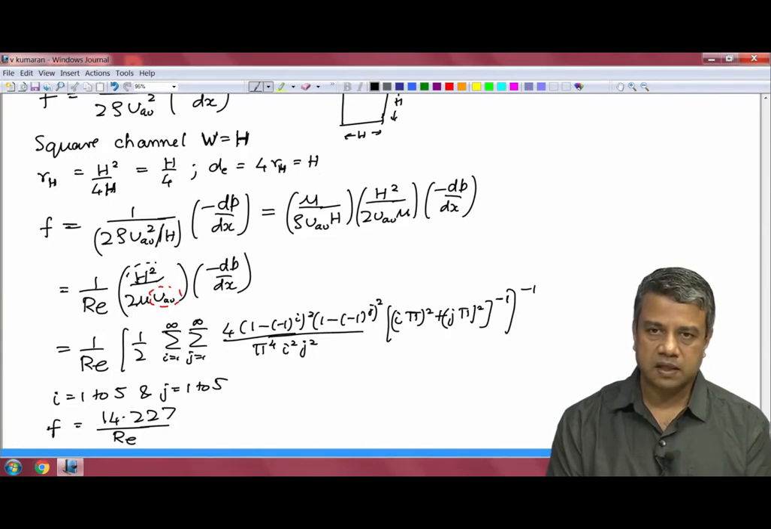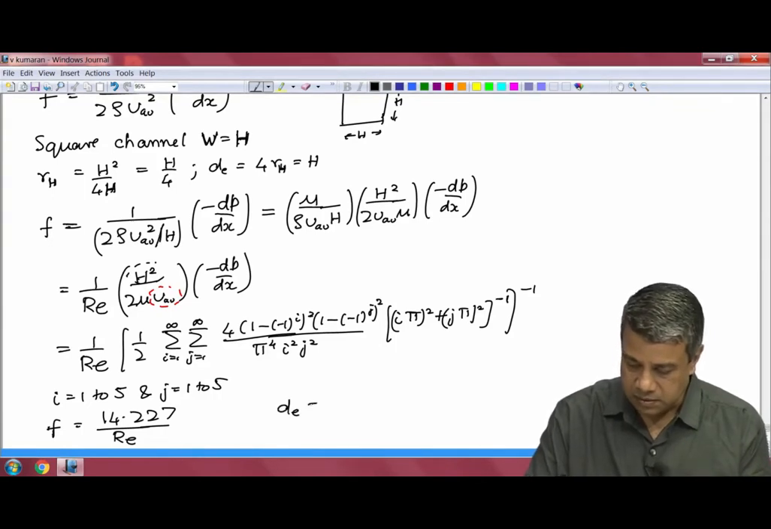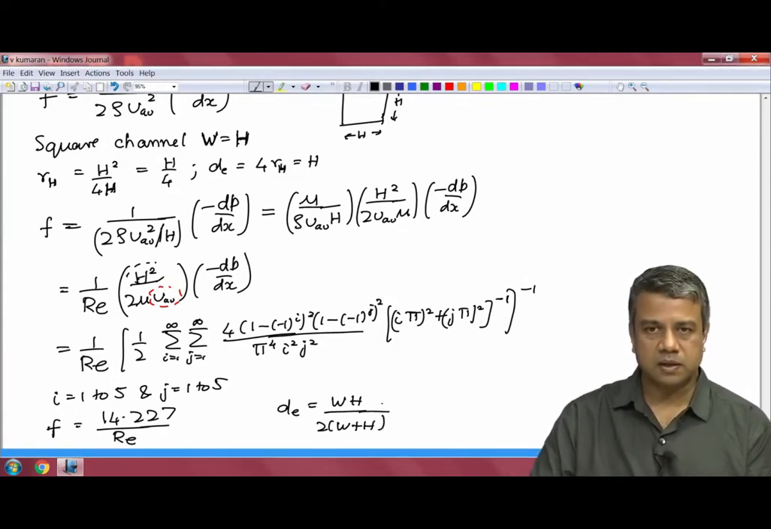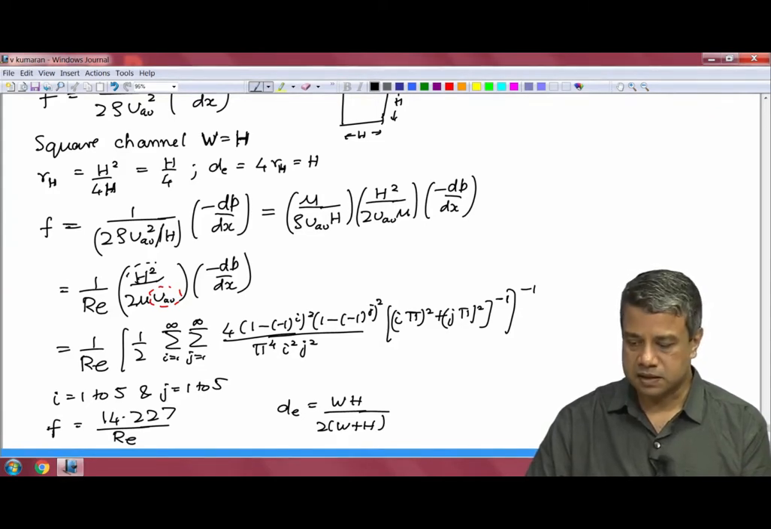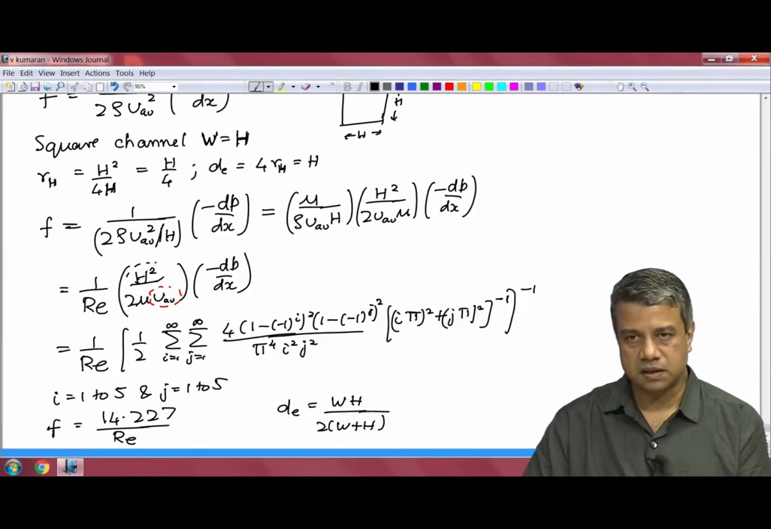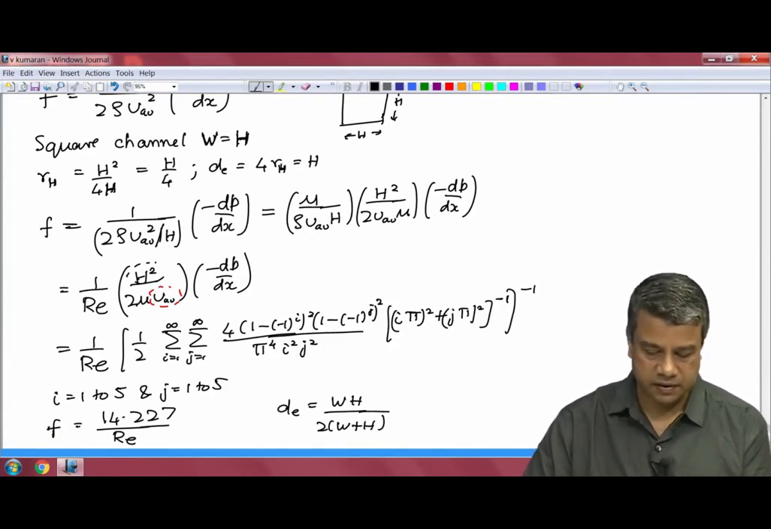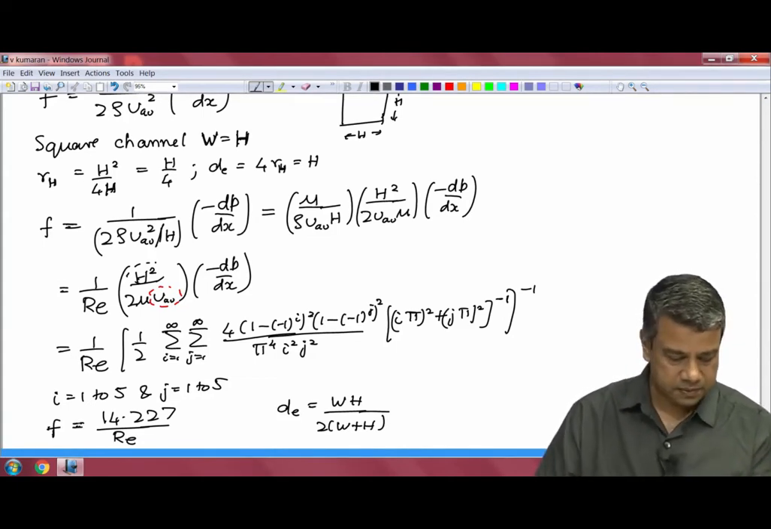For a more complicated case, it may not be equal to the side, it will be equal to 2WH divided by W plus H, because 2 into W plus H is the perimeter of a rectangle and W times H is the cross sectional area of the rectangle. Use this relation and express all coefficients in terms of this relation and you will get the friction factor for a rectangular channel of any other shape.